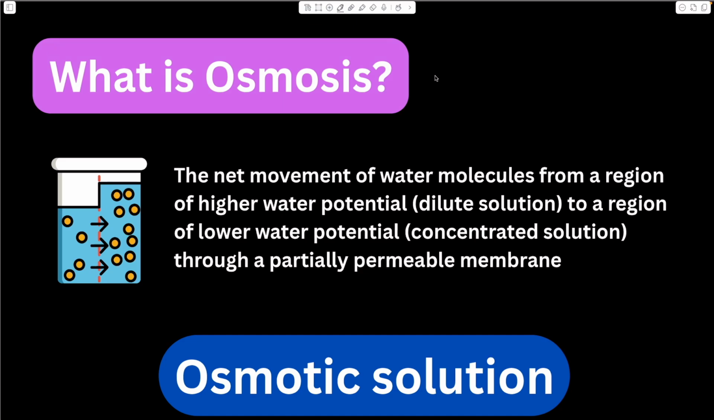So let's start with the definition. What is osmosis? Osmosis is basically the net movement of water molecules from a region of higher water potential to a region of lower water potential down the concentration gradient across a partially permeable membrane. This point is very important.